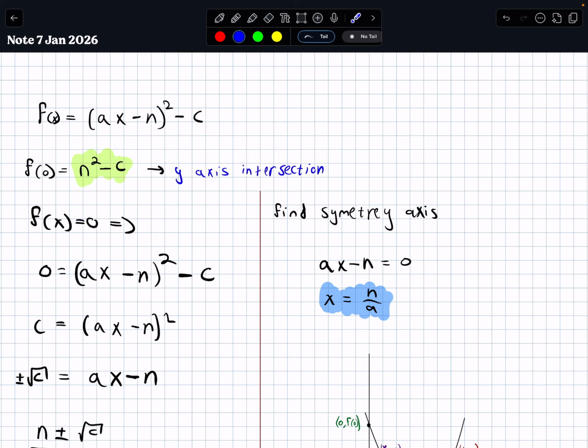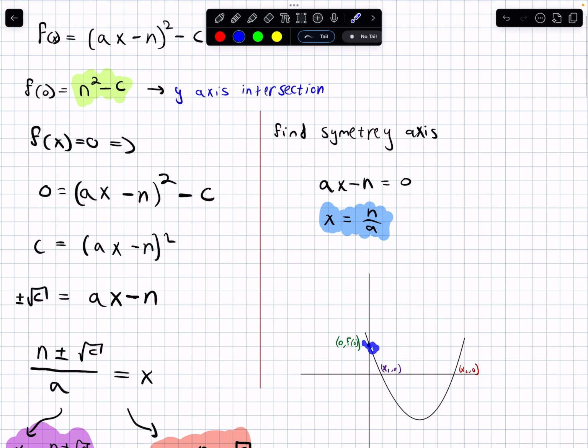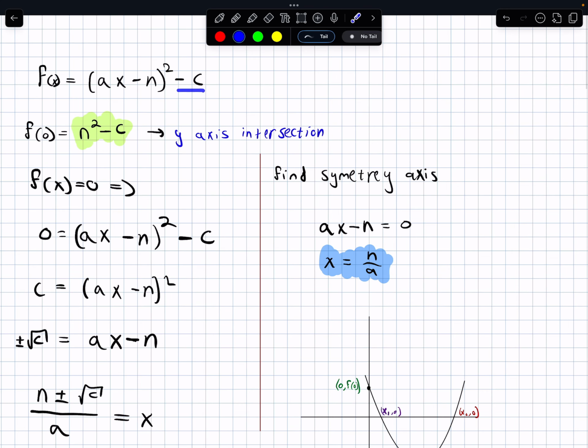So how we're gonna find it is first we're gonna find the y-axis intersection. So where does the drawing intersect with the y-axis? If we intersect with the y-axis, what does that mean? That x is 0. So we do f of 0, because x is 0, and then we put 0 here instead of x. So a times 0 is 0, and minus n squared is n squared. And here we have minus c. So the point for the intersection is 0, minus n squared minus c.